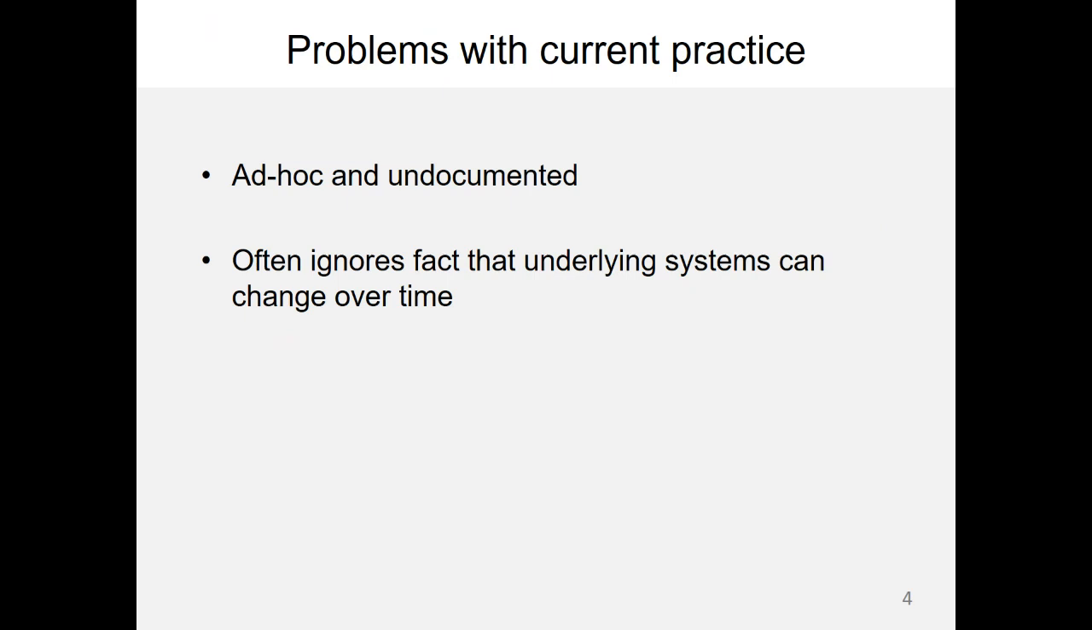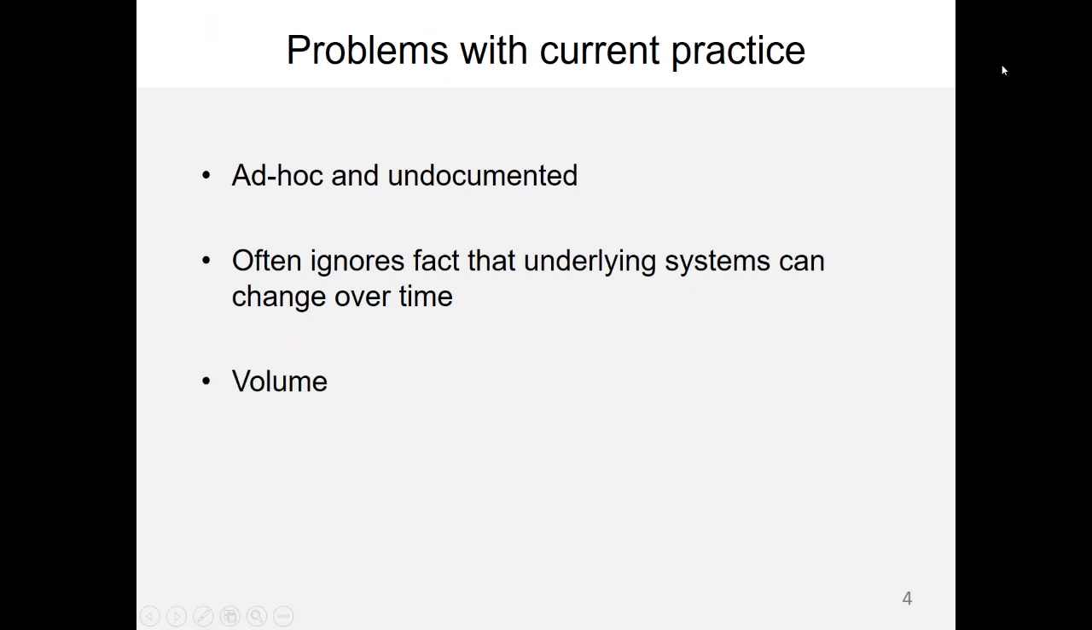Another issue is that people often ignore the fact that underlying systems can change over time, especially if you're looking at data over a long period of time. Things will have happened in the real world, which means that the data that was collected 5 years ago may not actually look quite the same as what you're collecting now. This is especially true for routine data, where you're not in control of how the data is being collected.